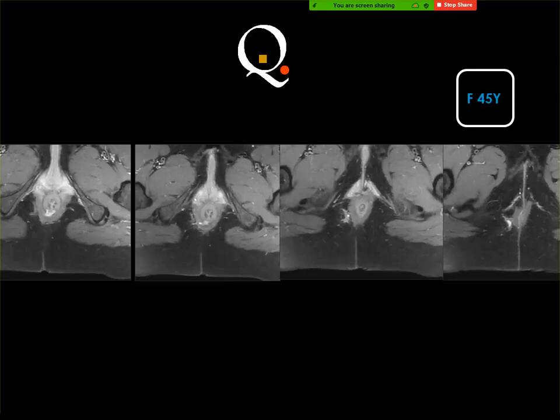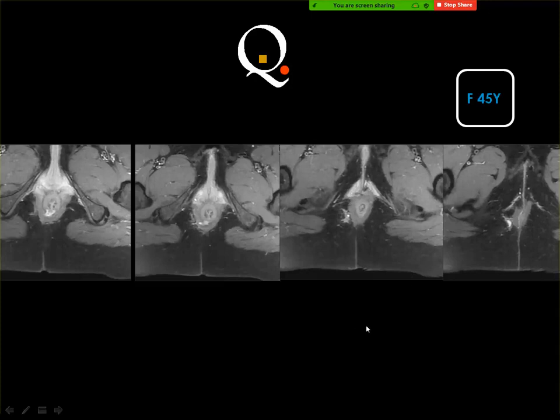Perianal inflammatory change. No fistula? Yes, there is a fistula. Inter or trans? Transsphincteric. Grade? Transsphincteric, 3 or 4? 3. And you see this collection?